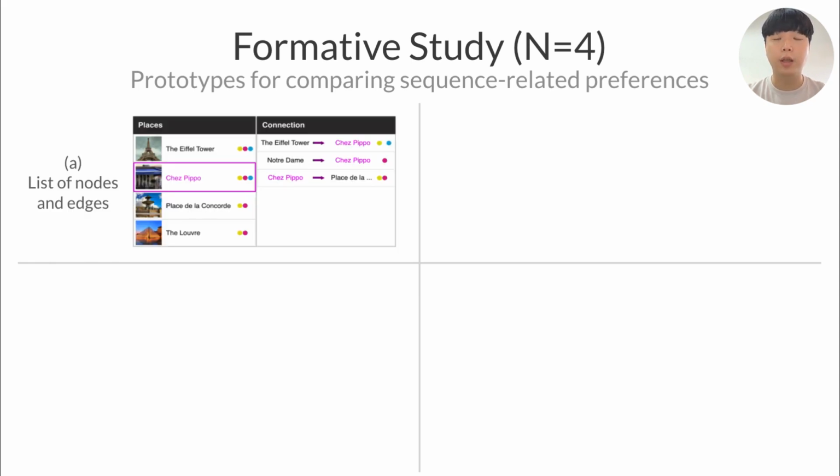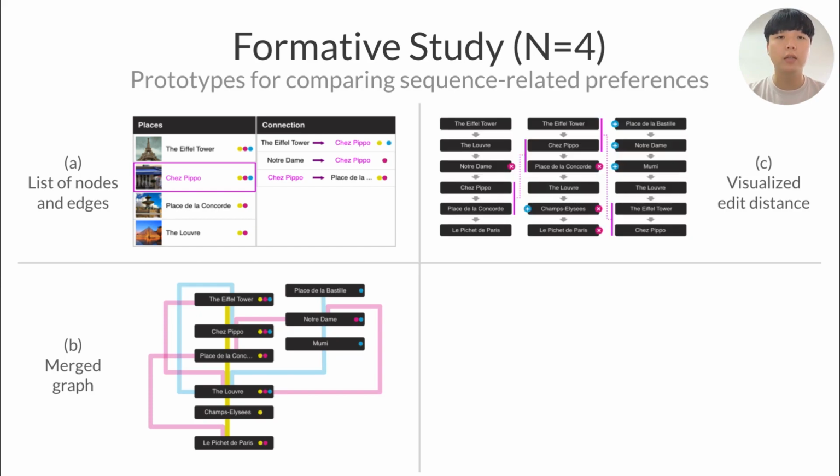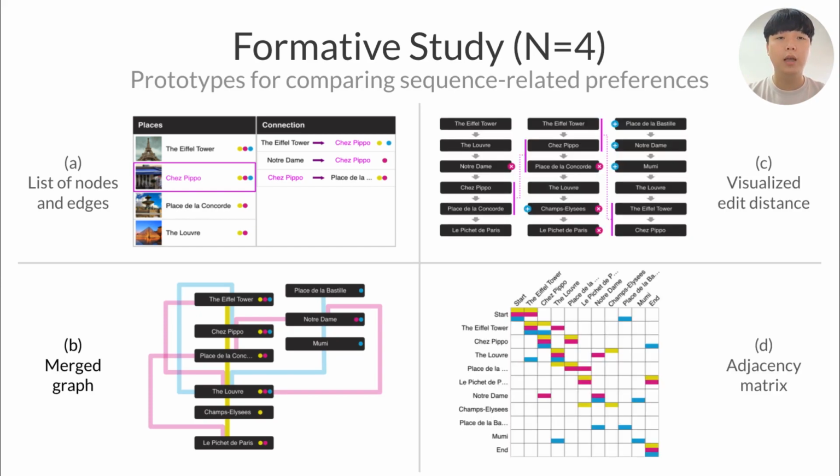The prototypes were A. A list of nodes and edges with visual clues. B. A merge graph that merges sequences into one representation. C. Visualization of edit distance operations. And finally, D. An adjacency matrix that provides an overview of edges.